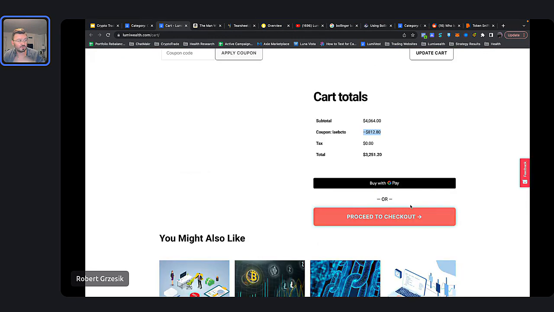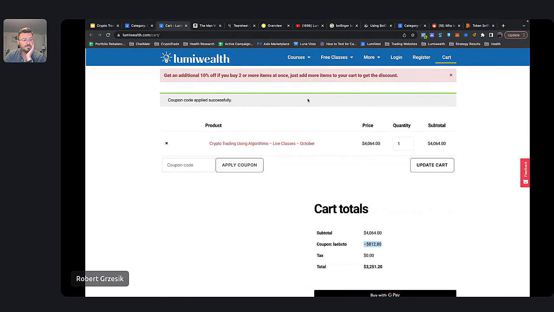And you can check out, and the rest of it is pretty straightforward, a typical checkout kind of thing. All right, so that's basically the class.